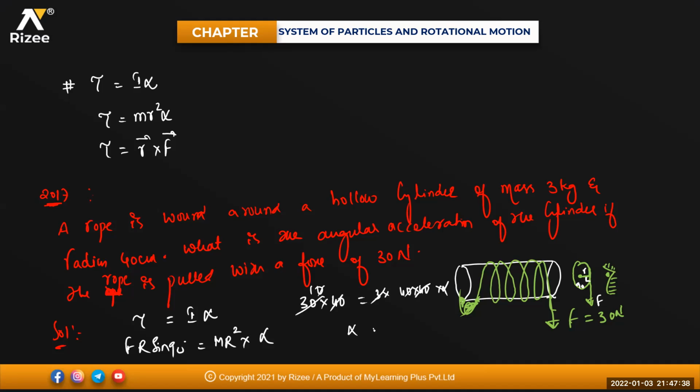So alpha value will be equal to... I have not converted the radius from centimeters. 1 centimeter is 10 to the power of minus 2 meter, so 40 centimeters will be 40 divided by 100. That means alpha will be equal to 100 divided by 4. So how much will it be? 25 radians per second square.